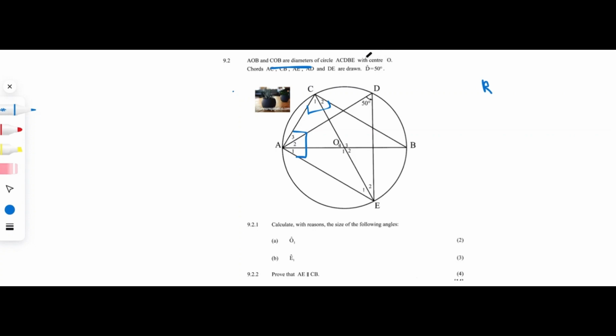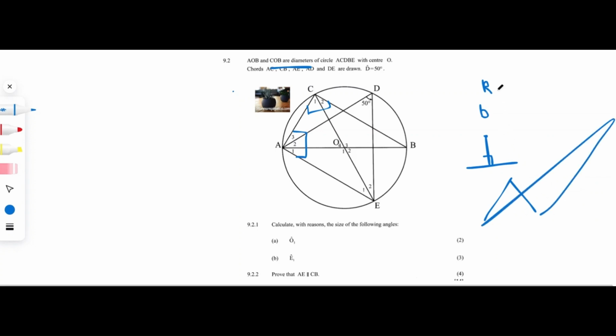It is stated that O is the center. Now, we associate certain rules, ideas, concepts and theorems when we see the term center, which is the midpoint of a circle. So we think of radii, we think of diameters, we think of the line from center to midpoint of chord. We think of angle at center twice as much as angle at circumference.